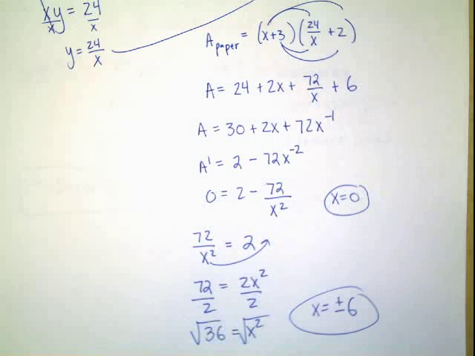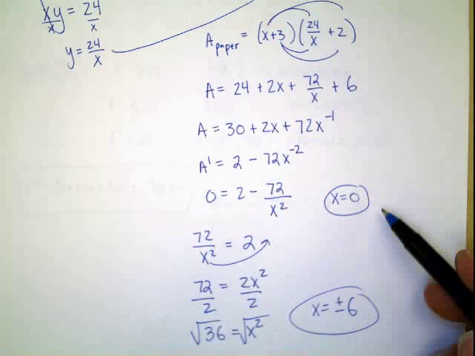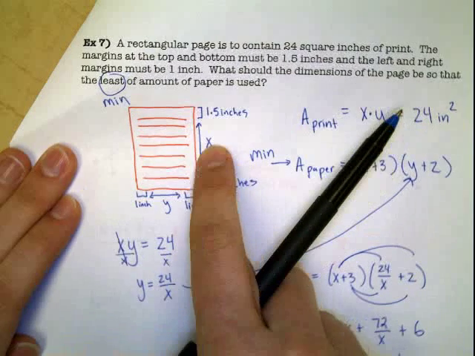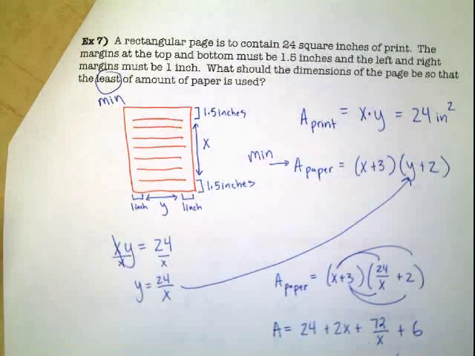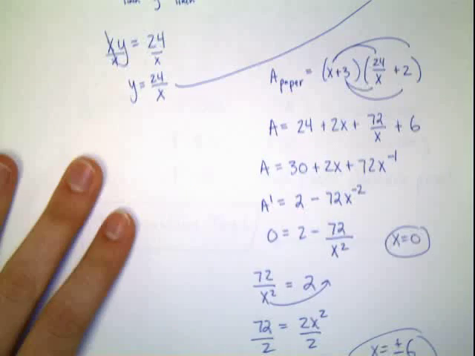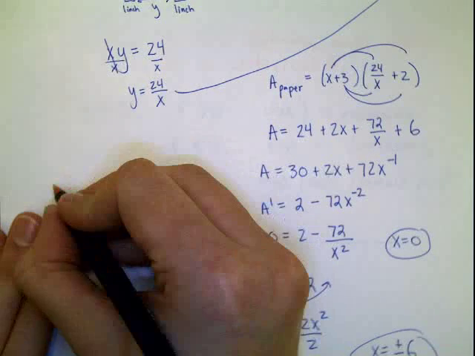Logically, we know that x really can't be a distance of negative 6 inches or 0 inches, because if it was, remember this is what x is, if this was 0 or negative 6, we wouldn't have paper. So we only really see one possible solution, positive 6. So why don't we just focus in on that with our sign chart.